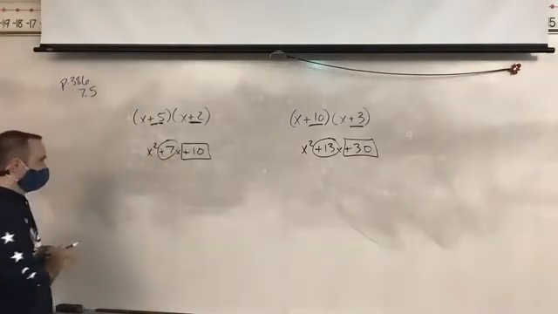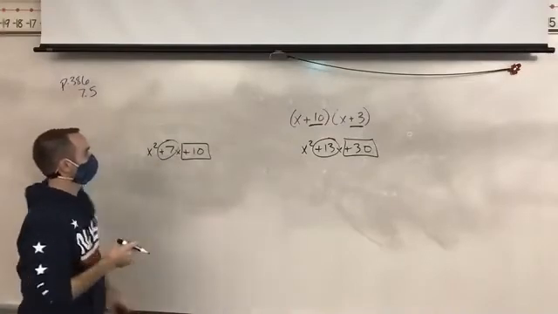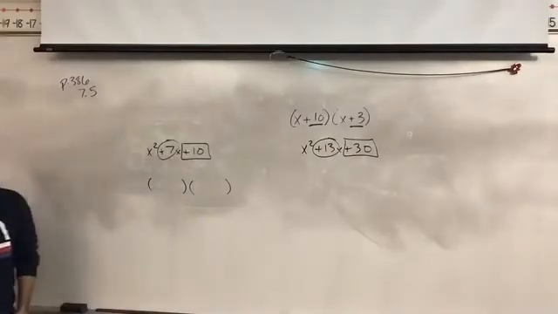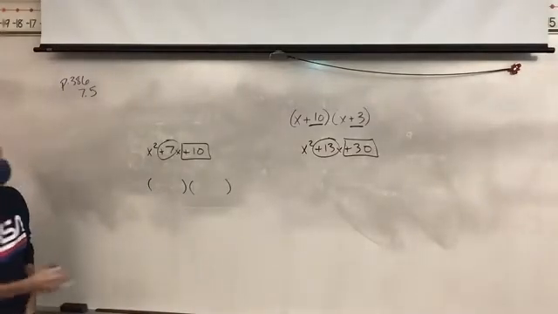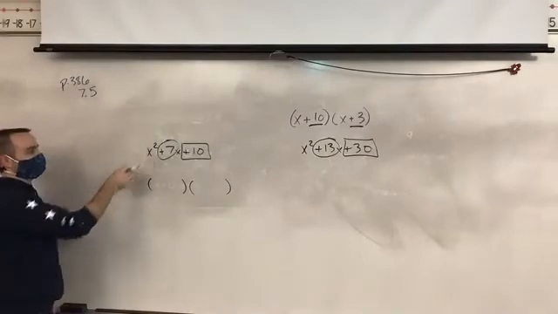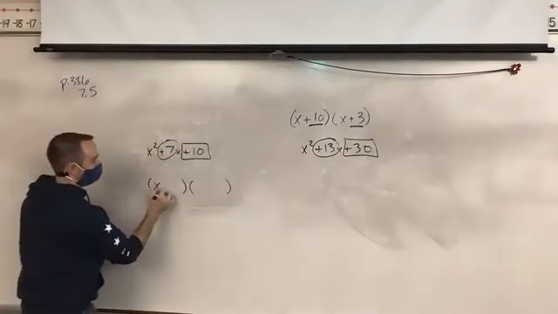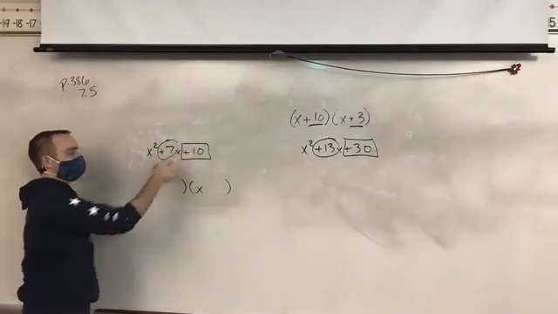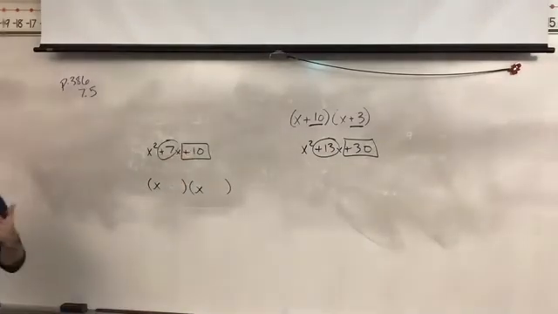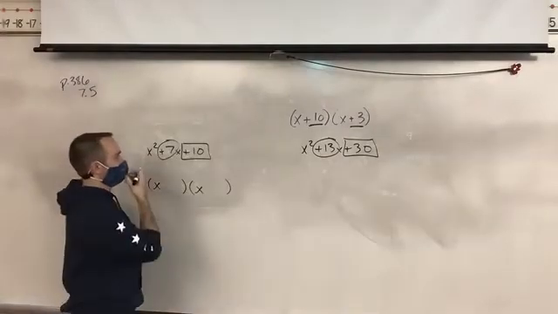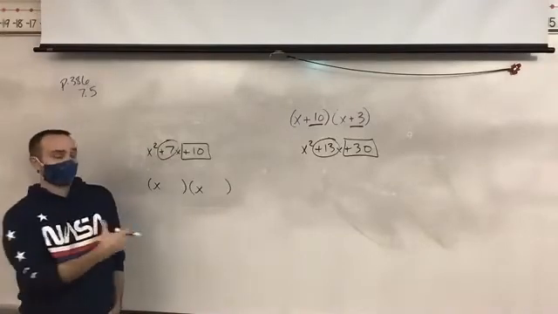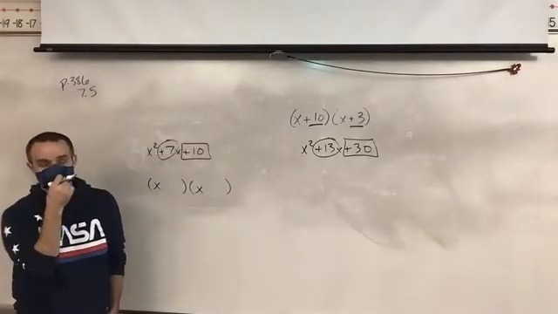Right? So when we start going the other way, we see this as our problem, and we need to come up with our sets of parentheses. Again, today, because there's no leading coefficient, it's just a 1. It's always going to be an x and x to start. And so we're going to be looking at factors of the last number. Remember, what multiplies together to give you that last number, that add up to give me the middle number. So if we need to, we can write out those factors. Otherwise, we can do it in our head.